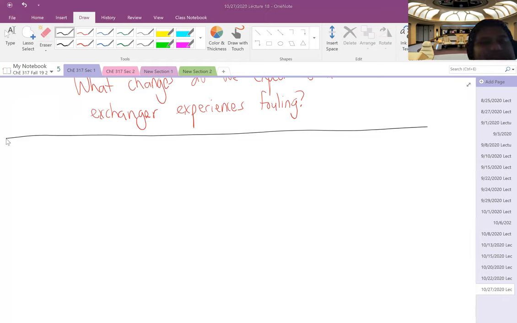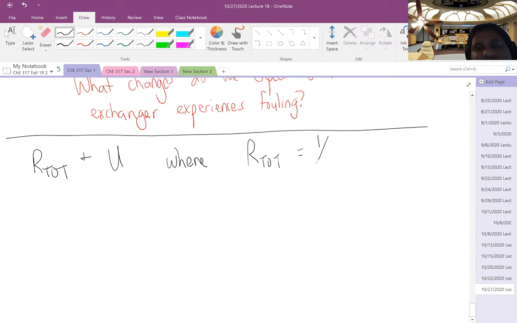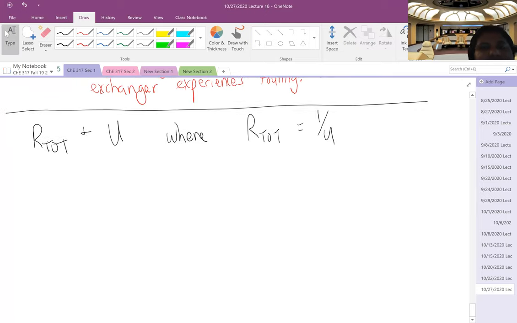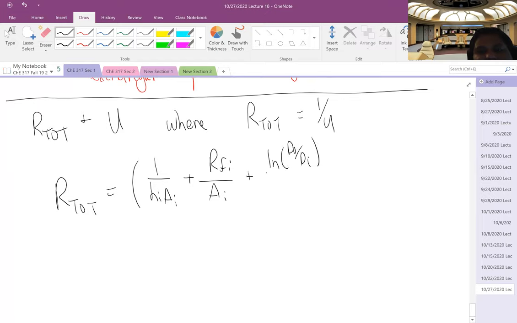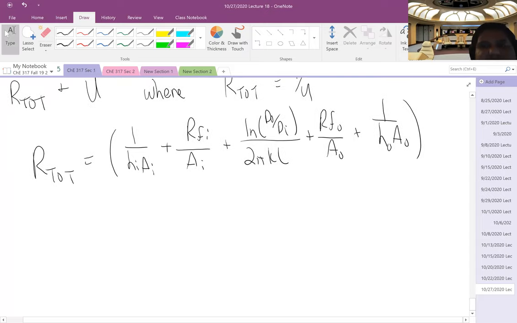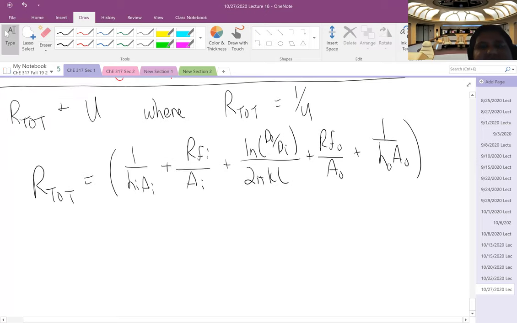So for this problem, we're looking for R total and U, where R total is simply 1 over U. And so for this, I'm going to say R total is equal to 1 over h_i A_i, plus R_fi over A_i, plus ln(d_o divided by d_i) over 2 pi k L, plus R_fo over A_o, plus 1 over h_o A_o. And since it's the total, I don't put the negative 1 to find the total thermal resistance.